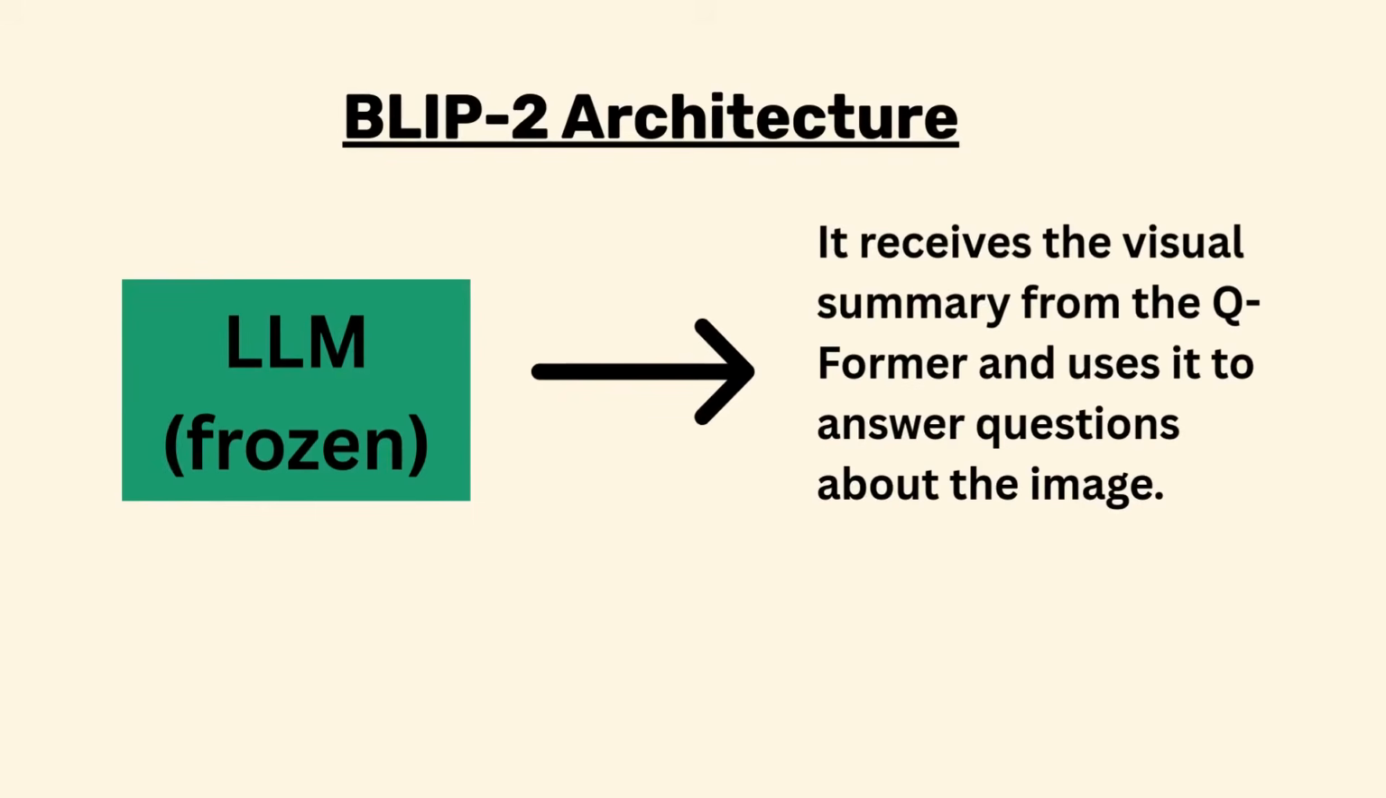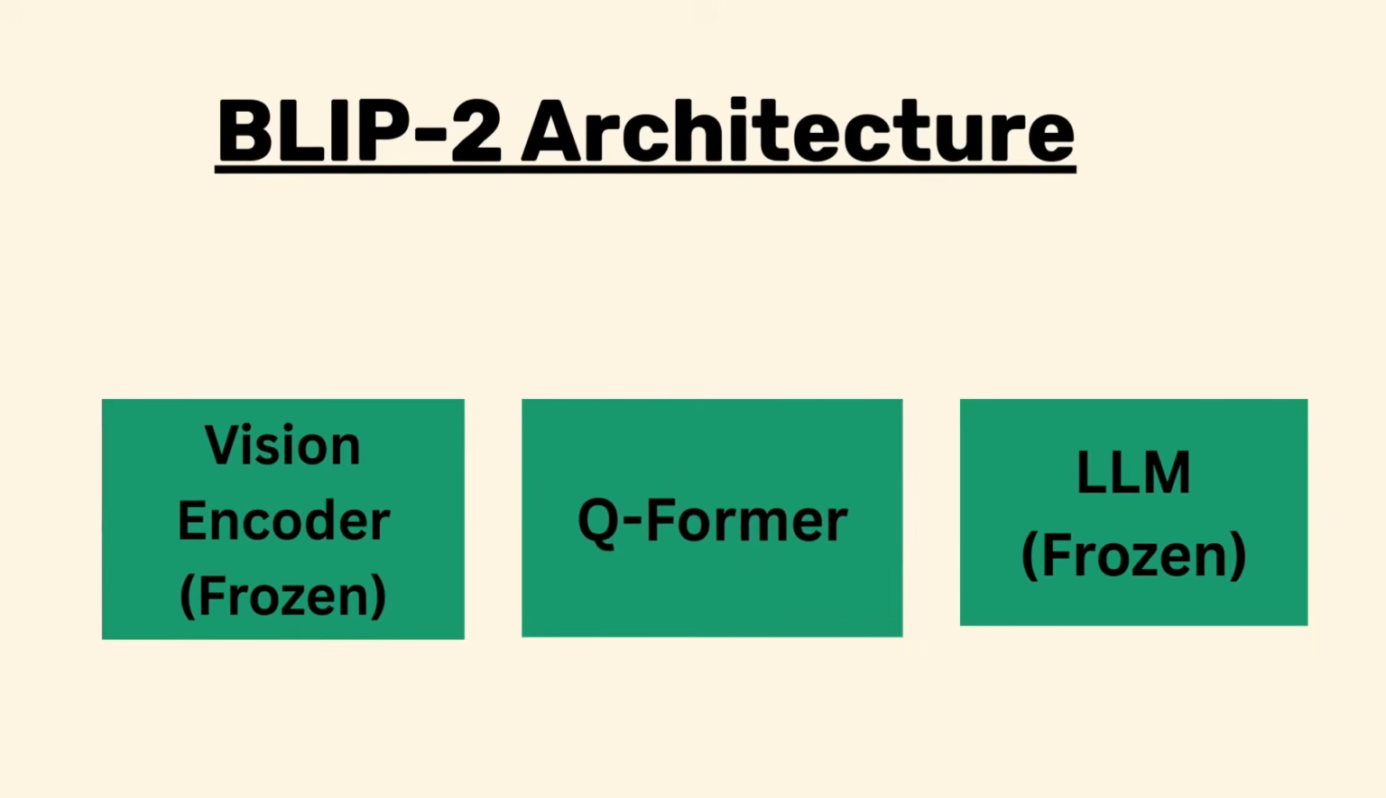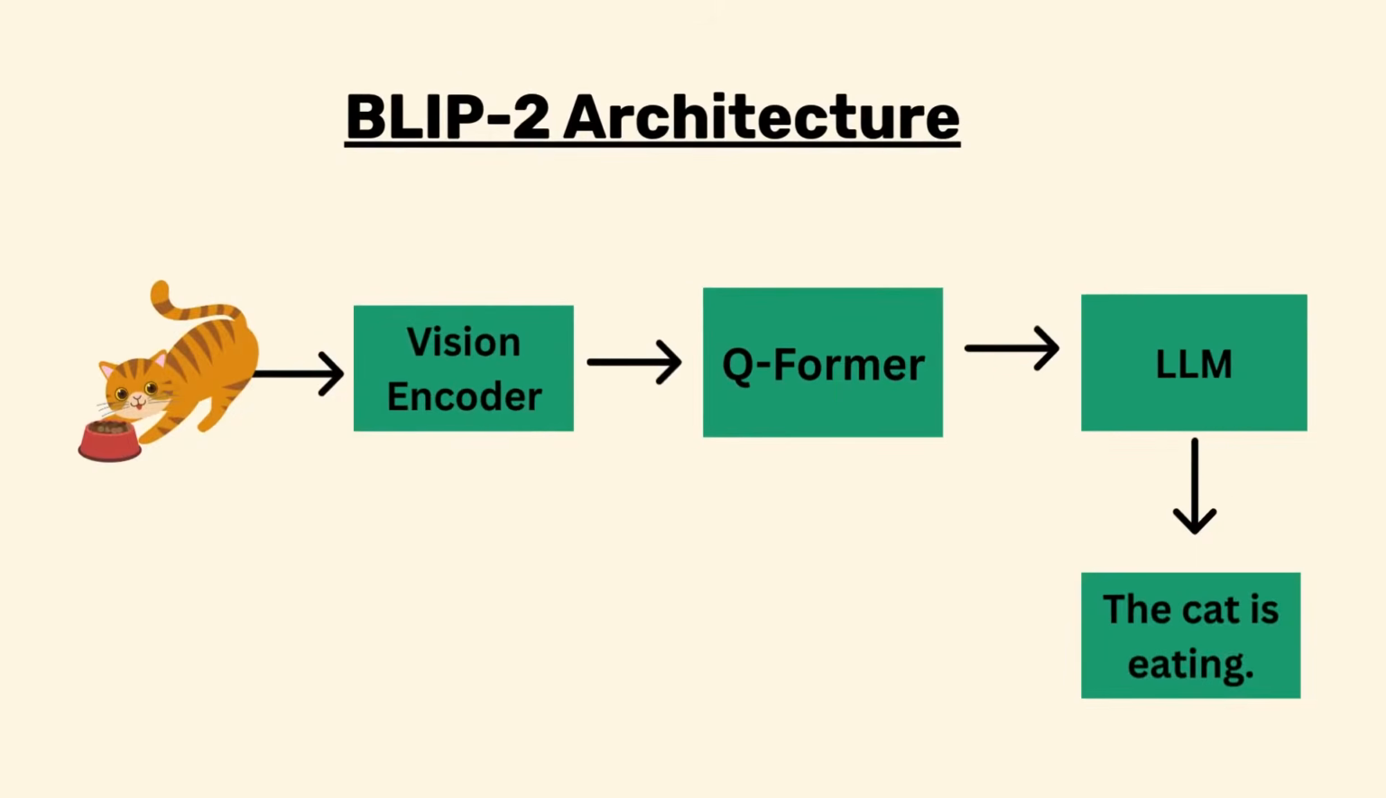The last one, the large language model, is a powerful text generator that can write natural responses. It receives the visual summary from the Q-Former and uses it to answer questions or describe the image. Both the vision encoder and the LLM are frozen, which means we can't retrain them. Only the Q-Former is trained. This is an example which demonstrates how BLIP-2 processes an image to generate a meaningful answer.